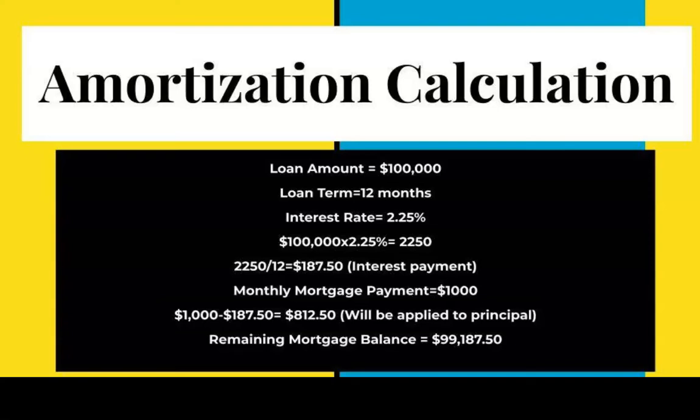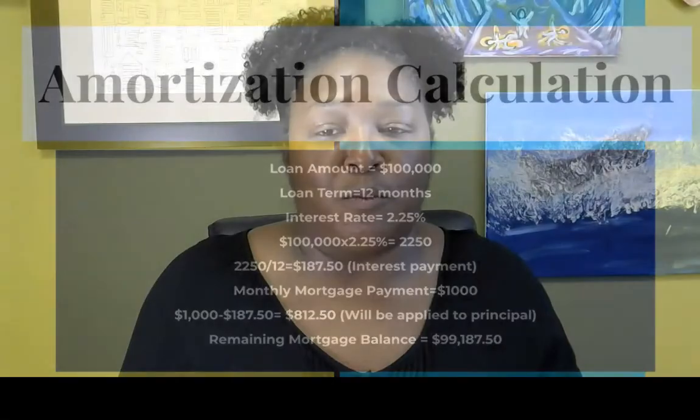And then the next month they'll take the same steps from your new payment. So they'll take $99,187.50, and then they would multiply that times 2.25%, which is your interest rate, and so forth and so on. So that is all that we have for you today.